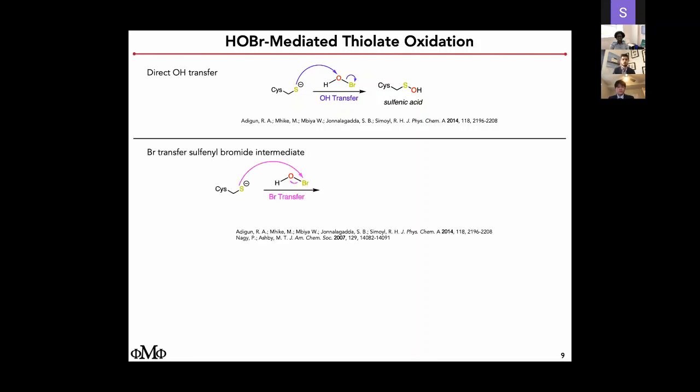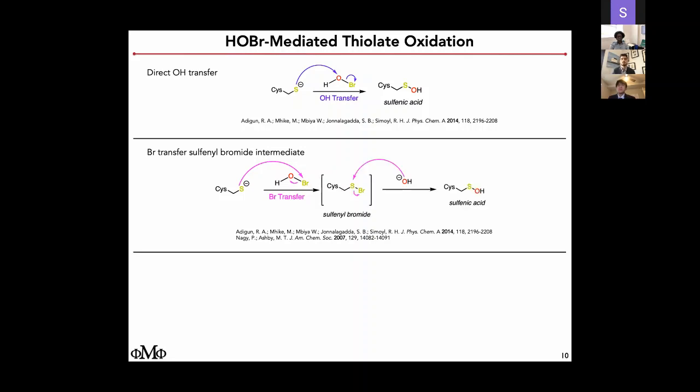We also have our bromide transfer, where the bromide transfer is supported by a sulfenyl bromide intermediate. In this case, there's a nucleophilic attack of the thiolate onto the bromide. And in this case, our hydroxide is cleaved, placing in a negative charge and allowing it to react back with the thiol, cleaving off bromide and again producing our sulfinic acid.